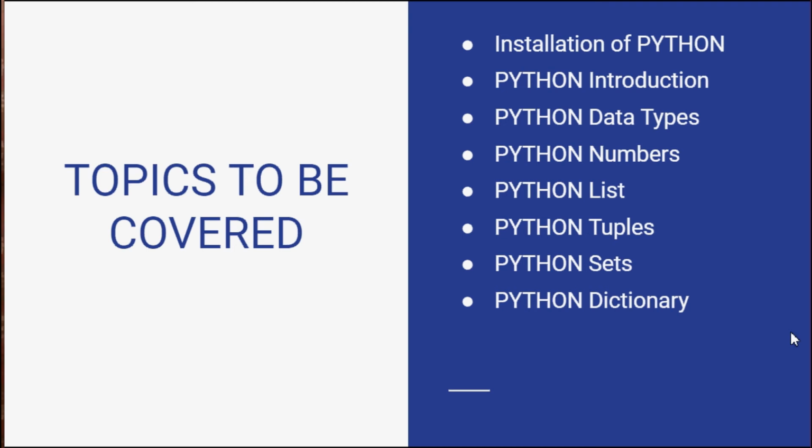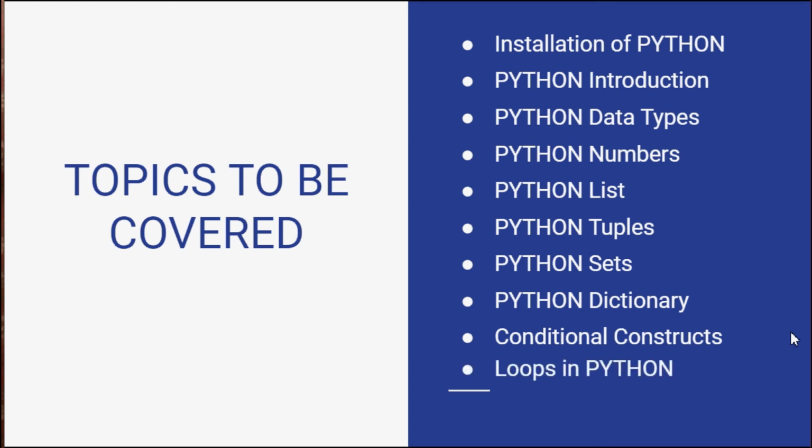in which we can define a dictionary. Then we have conditional constructs, in which we are going to cover how we can run a group of statements on the basis of some condition. Then we have loops in Python. Under this we are going to cover the while loop and the for loop. And last but not the least, we are going to cover jump statements in Python, which include the break statement, continue statement and pass statement.